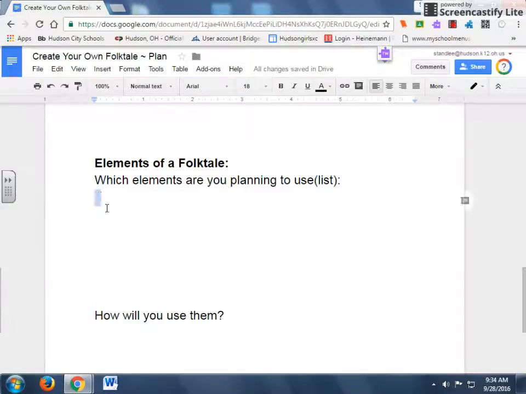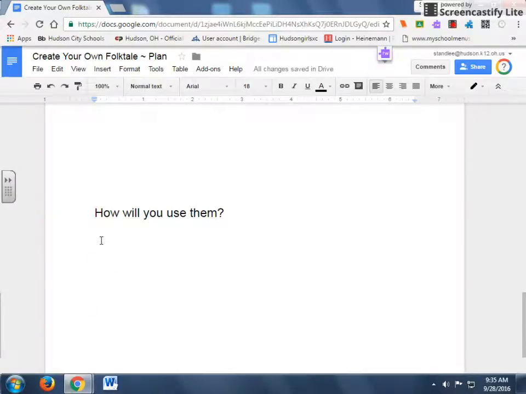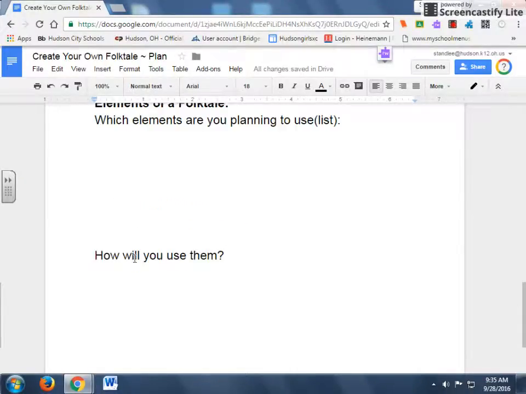So maybe make a list of your elements here. I'm not sure how many you want to use. I would probably use at least 3. And then how will you use them? So just kind of make a plan here of how you're going to use it. You know, you're going to have your character say something 3 times, or get 3 wishes, or there are 5 different characters, and each character tries the same thing but fails and then succeeds in the end. So something like that to plan.